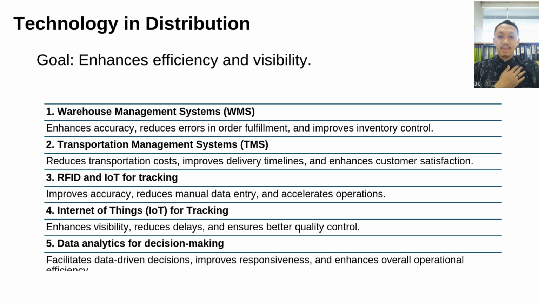Slide 8. Overview of key technologies in distribution. 1. Warehouse Management Systems, WMS. WMS software optimizes warehouse operations by managing inventory, picking, packing, and shipping processes. Benefits of WMS are enhancing accuracy, reducing errors in order fulfillment, and improving inventory control.